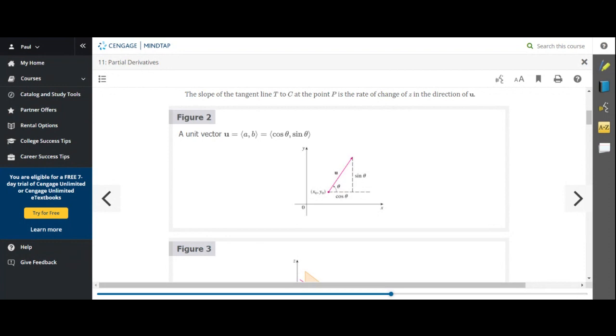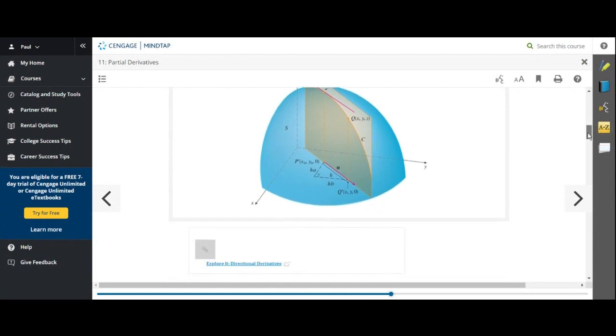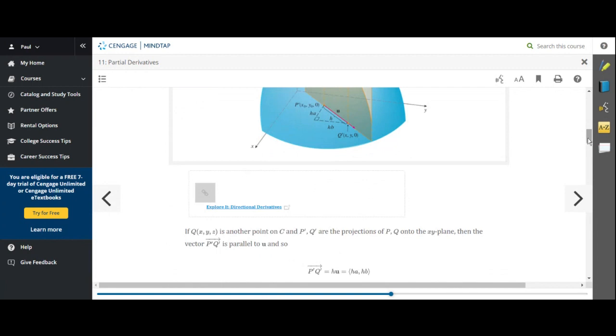Okay, so if the components of the vector u are a and b, then in the figure here, if we wanted to find the slope of the tangent line, we would bring the point Q prime closer to the point P prime. Well, that means then that, I want to say this the right way, the P prime Q prime, the direction of it would be h times the vector u, which has components ha and hb.